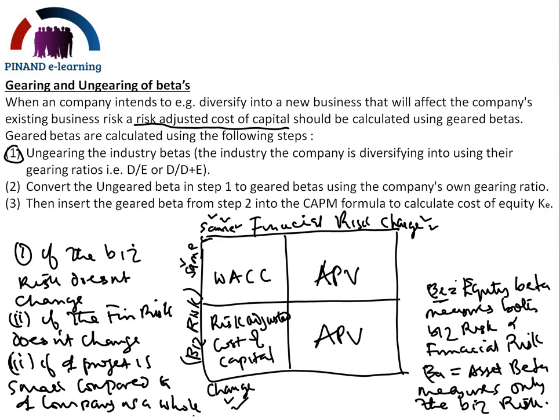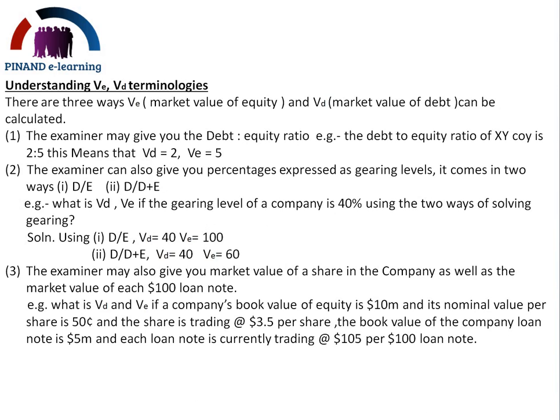So these are the 3 situations where it is appropriate to use WACC to appraise investment. Now let's go to simple questions, but before we go there, I would like to explain the VD and VE terminologies. What do VE and VD mean? You see that a lot when you're solving WACC as we move along, but let's just see how to understand the terminologies. Understanding the VE and VD terminologies. There are 3 ways VE, which represents the market value of equity, and VD, which represents the market value of debt, can be calculated.